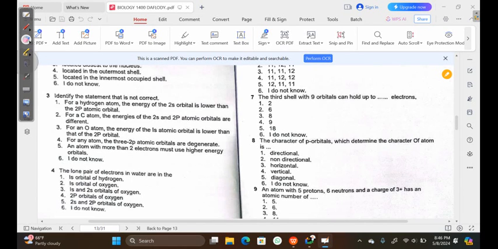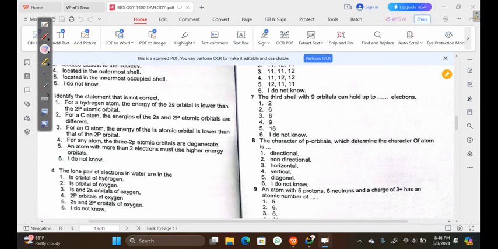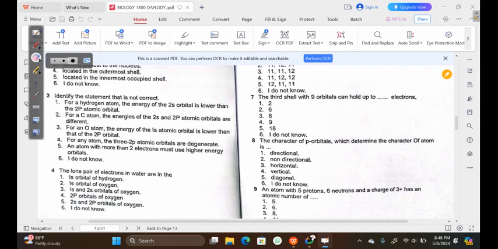Then the last option, option 5, an atom with more than 2 electrons must use higher energy orbitals. So now tell me which of these statements is false. It's 1. Okay, that is what our friend thinks. What about others? What do we think?